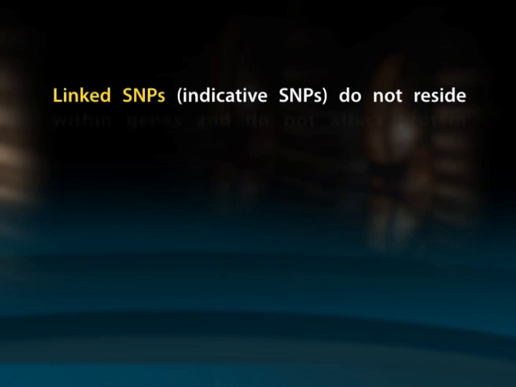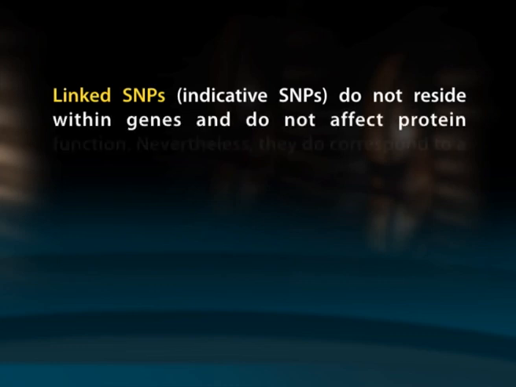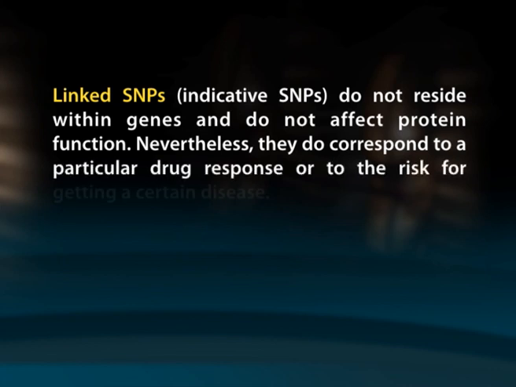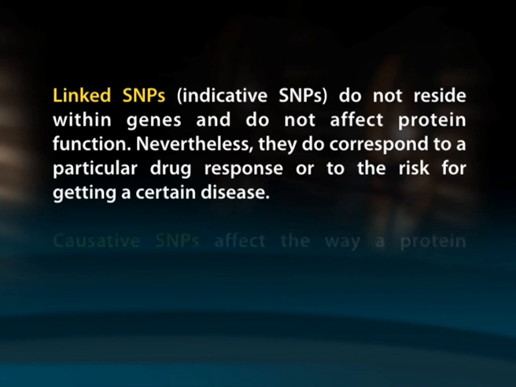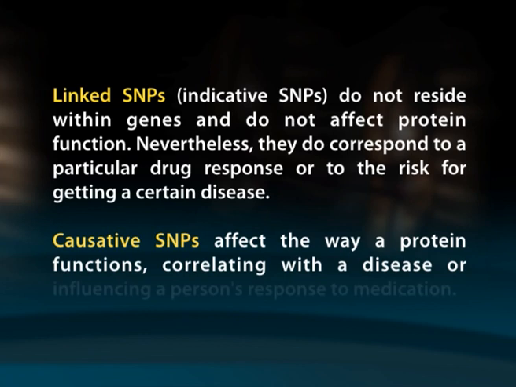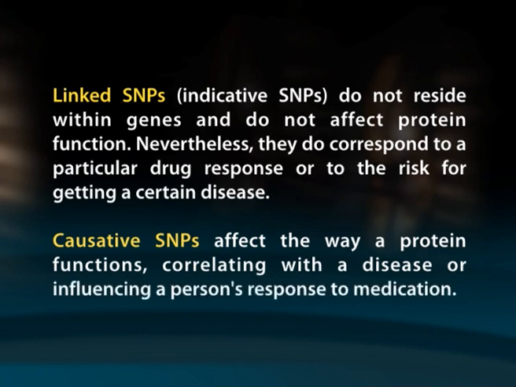SNPs are divided into 2 main categories. Linked SNPs or indicative SNPs do not reside within genes and do not affect protein function. Nevertheless, they do correspond to a particular drug response or to the risk for getting a certain disease. Causative SNPs affect the way a protein functions, correlating with a disease or influencing a person's response to medication.